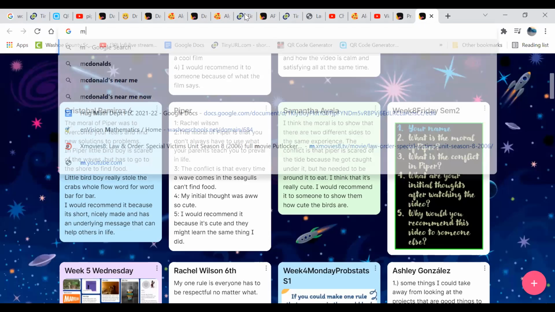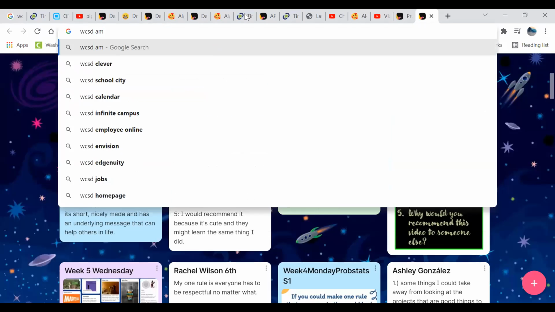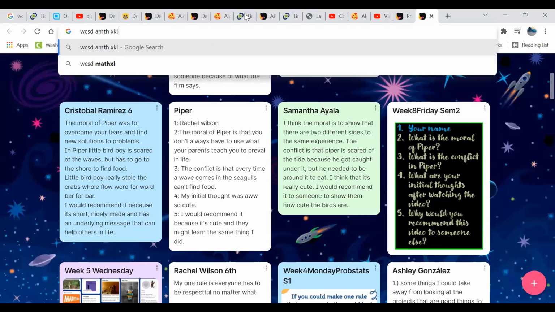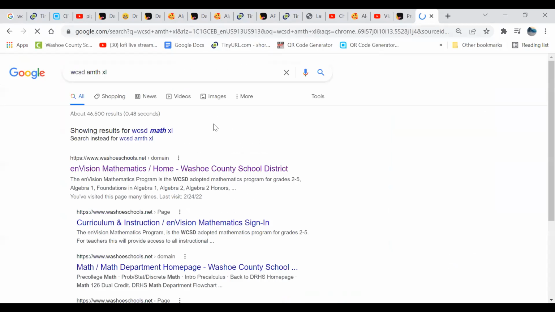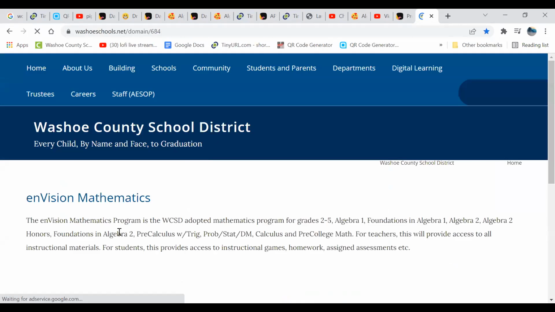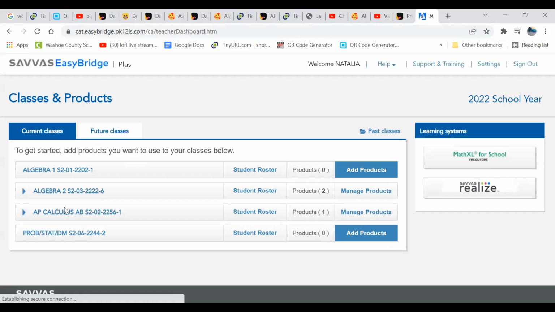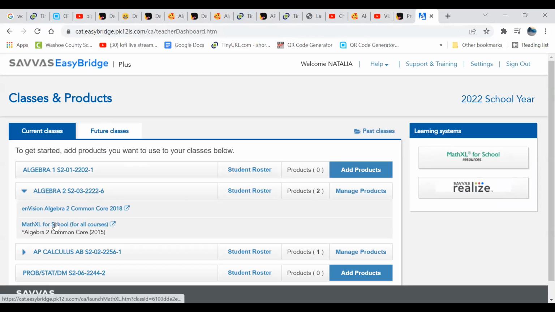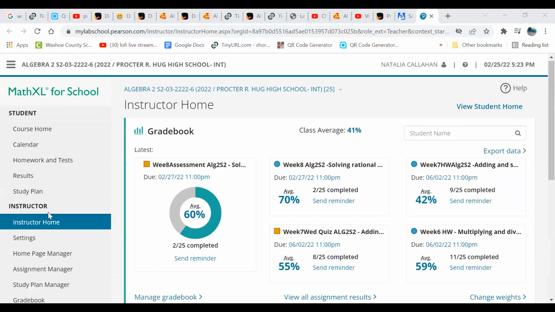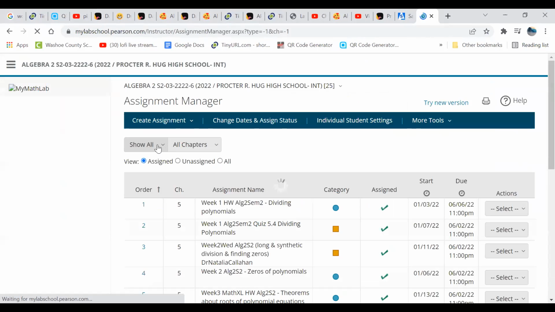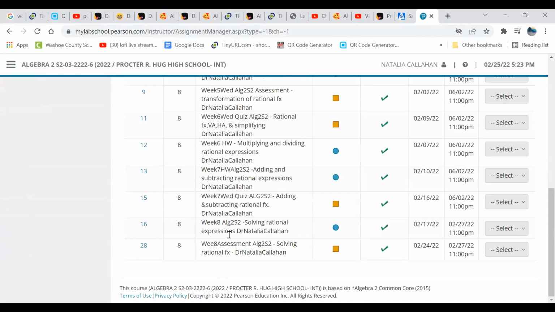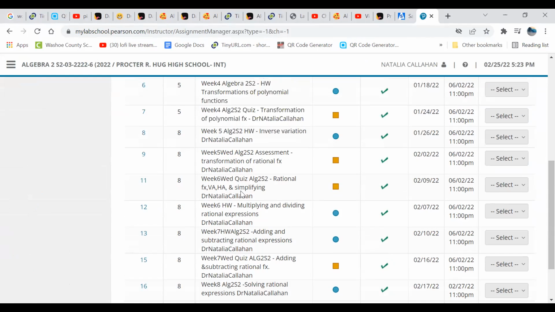If you're wondering how to get onto Math Excel, you just go to Washoe County School District, type in Math Excel, go to Envision, sign in, and then from there, go to Algebra 2 Semester 2, Math Excel on the very bottom. Then we're going to go over to assignments. You should be able to see everything there. Up to this part, you have week 8, week 7, everything here is assigned.